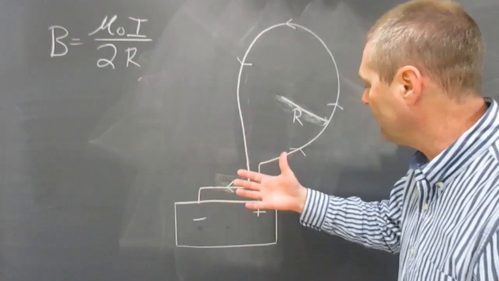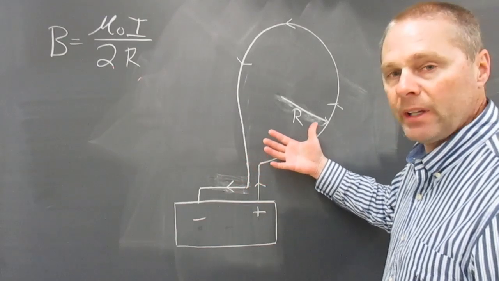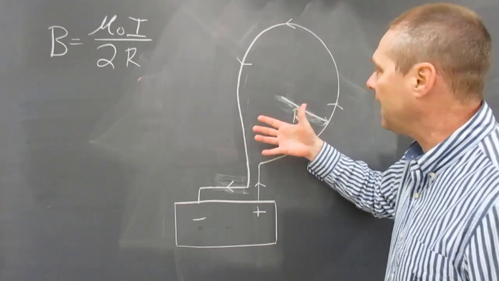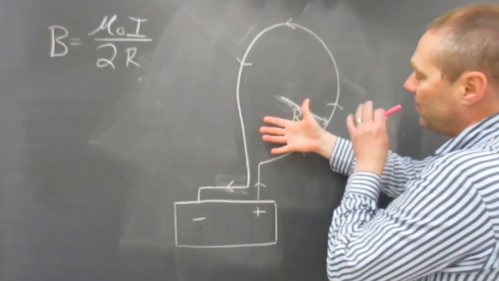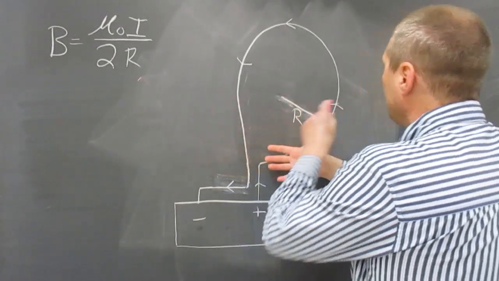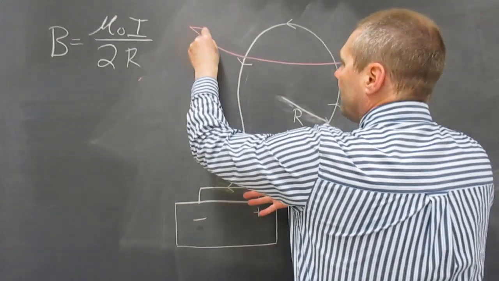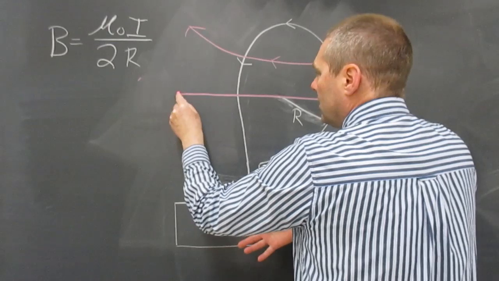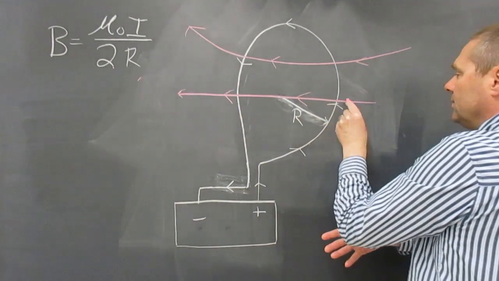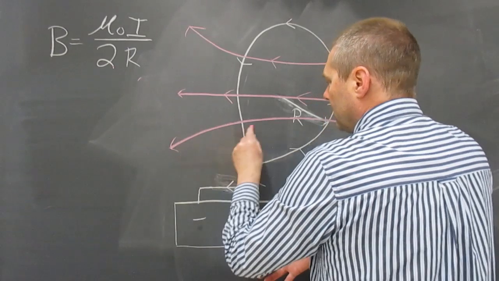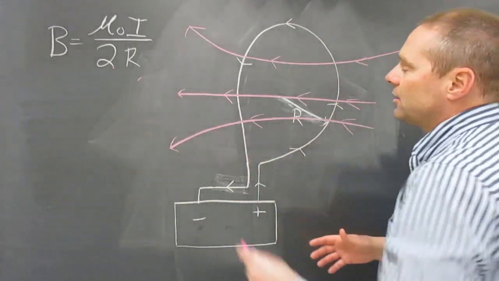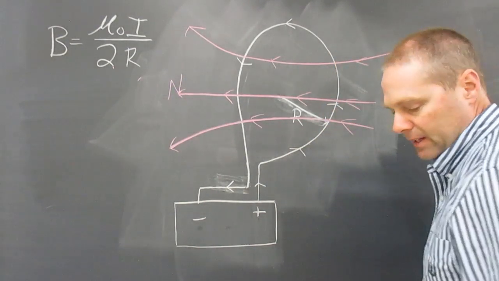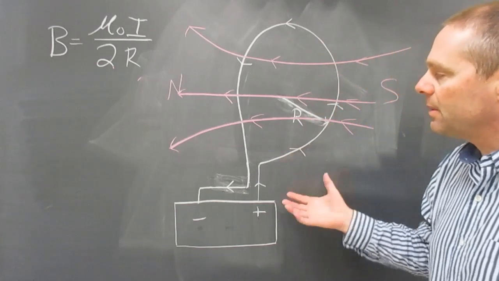Like I said, we're going to use the right hand rule. Our thumb is going to point in the direction of the current, and our fingers are going to point in the direction of the magnetic field. And so because our fingers point from right to left, our magnetic field is going to point from right to left as well. So this is going to be the north end of the magnetic field, and this will be the south end of the magnetic field.